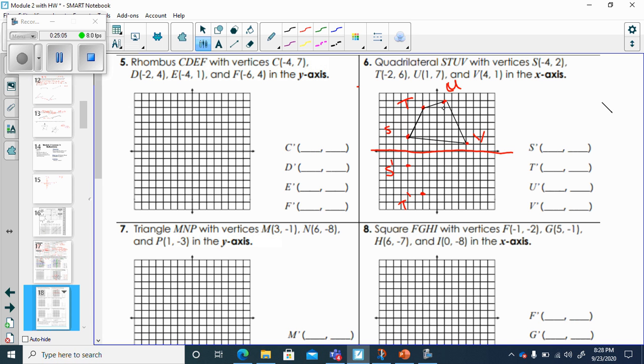U prime: U is 7 points above, so it's going to be 7 points below on the same line. And V's 1 point above, so it'll be 1 point below, V prime. Now let's go ahead and draw the line so we can see where we are. S to T, S prime to T prime to U prime to V prime, S prime to V prime. Okay, there we are. There are two figures. They're reflected over the x-axis.